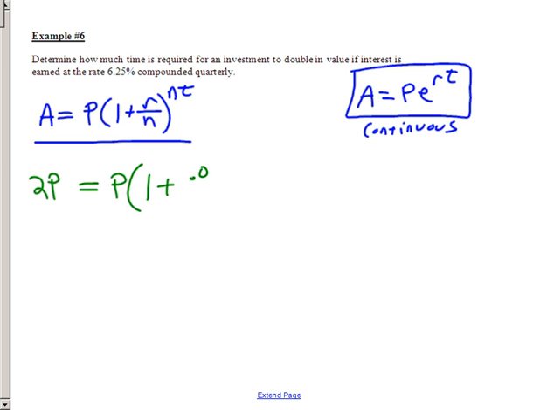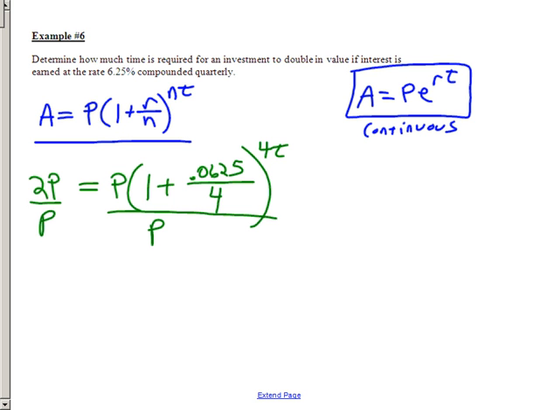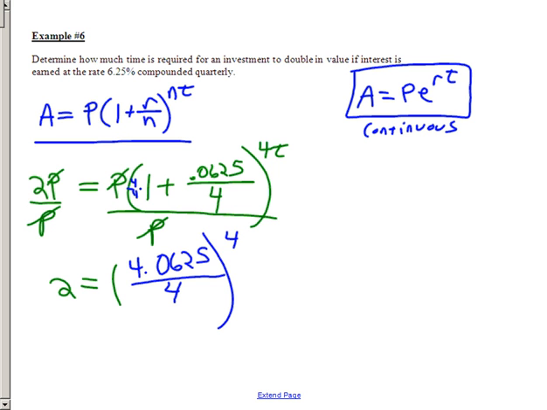That's 0.0625. It's compounded quarterly, so that's a 4. N is the number of compoundings, so it's 4 times t. If we divide both sides by P, that variable is gone. So I really don't even care if you show these steps. You can go right to this, to be honest. I think it's easier if we get a common denominator here. Multiply this 1 by 4 over 4. And that will give us 4.0625 over 4 raised to the 4t.